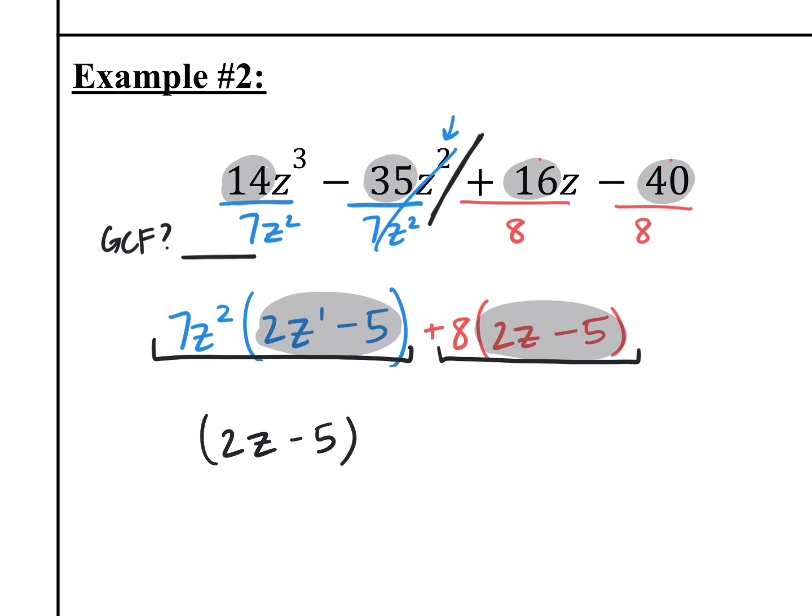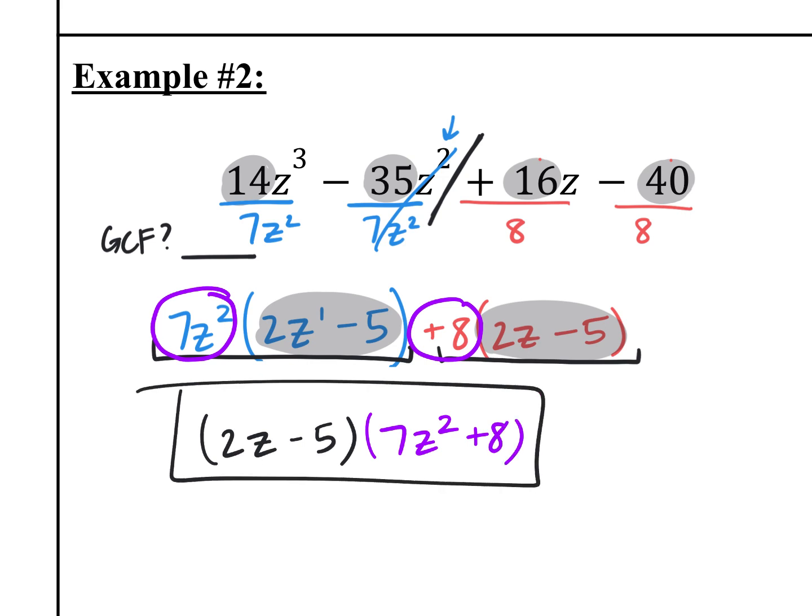And then my second factor is going to be this leftover stuff here. 7z squared plus 8. So this right here is your final answer. Again, if you were to do the box method or FOIL, you would end up getting the exact same thing that you had up above. Okay.